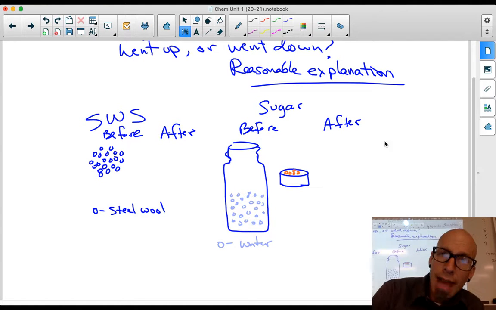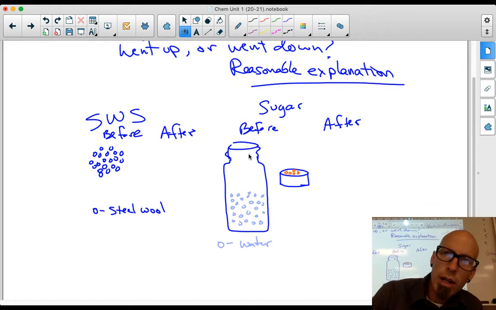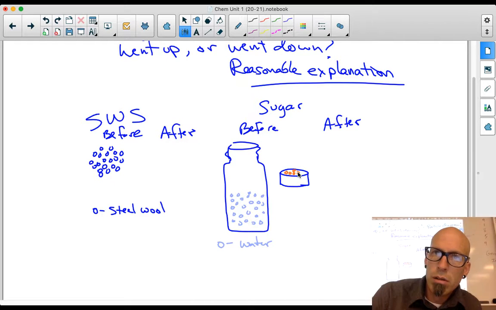Now, how do you draw the after? Well, in the after, you took the sugar, you dumped it in the vial until it dissolved, put the cap on, and so your after picture is going to have the vial with the cap on it and the sugar where?